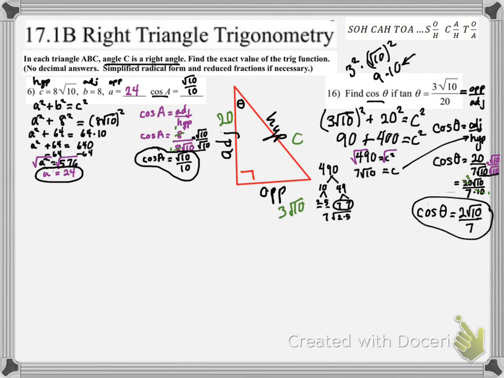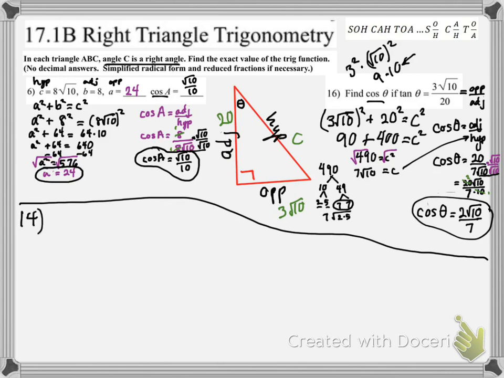I was about to say I was finished with this section, but then I decided I have a lot of space left on this page. Maybe I'll just throw in one more. I didn't type it, but let's look at it. How about number 14? Number 14 says, find cosine theta if tangent theta equals 3/4. Okay, let's see.